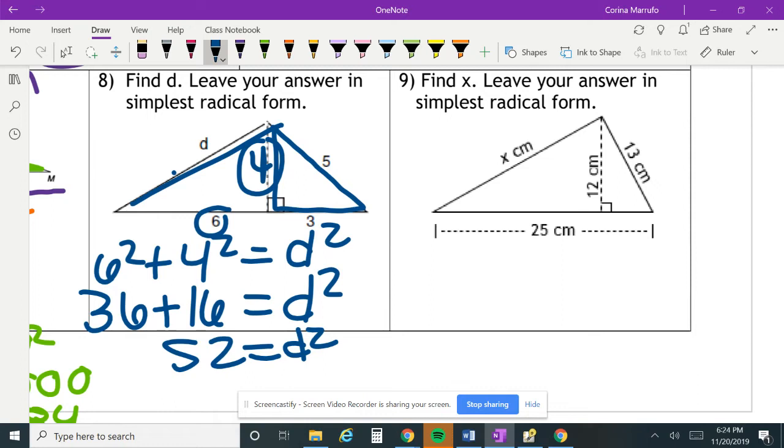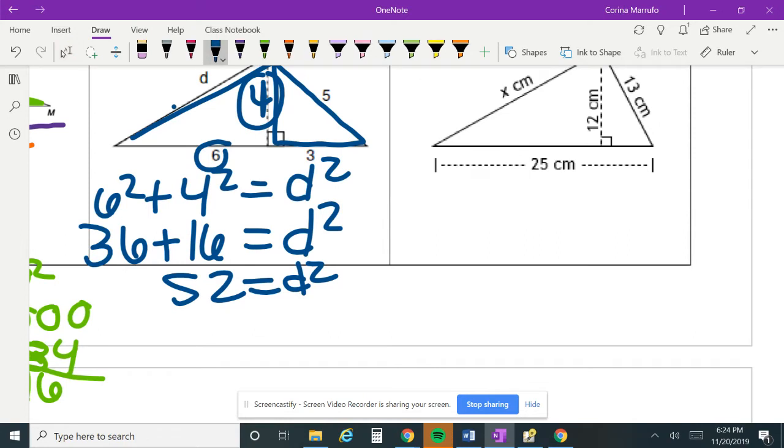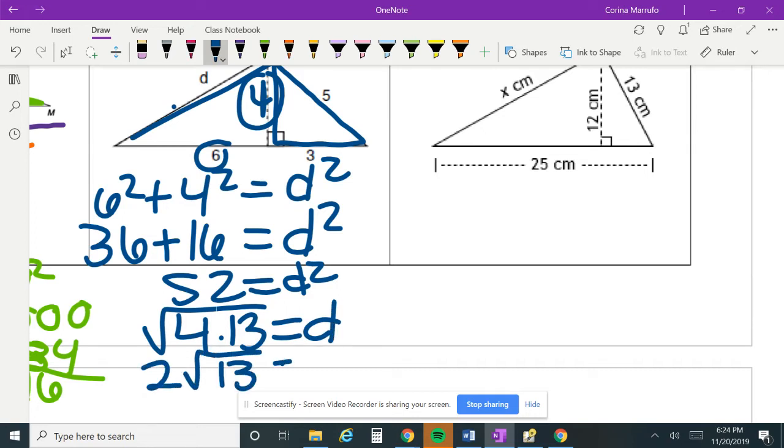I'm going to see if 52 is divisible by 4, and it is. That's going to give us 4 times 13, so the square root of 4 times 13. Now we can take the square root of 4, but not the square root of 13. So 13 will stay trapped inside the square root, and the 2 comes out. That would be our answer.